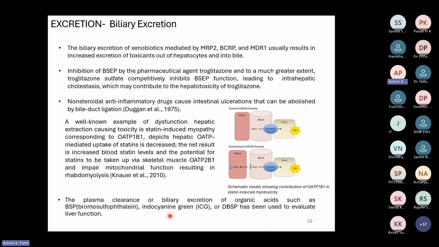The plasma clearance and biliary excretion of organic acids such as BSP, ICG, and DBSP have been used as evaluation markers for liver function.